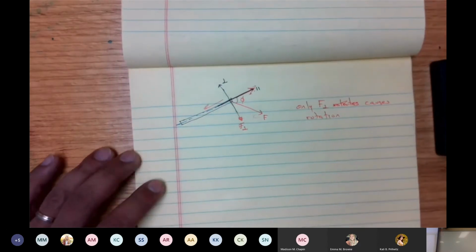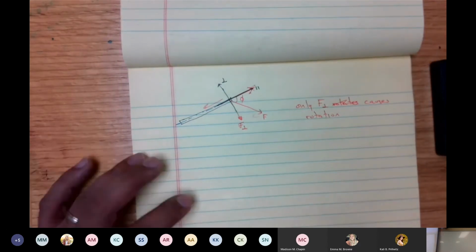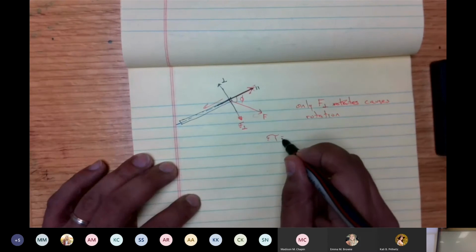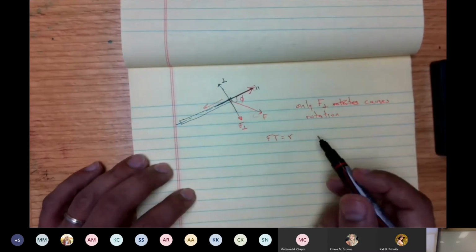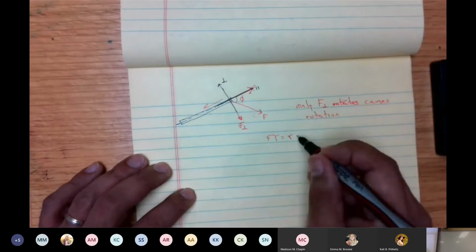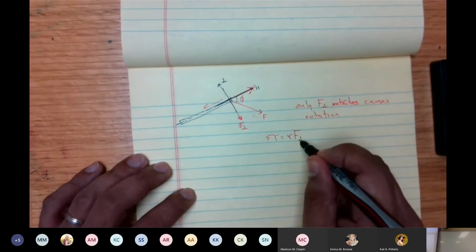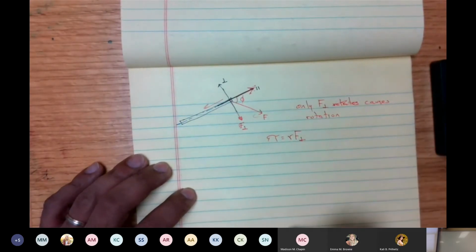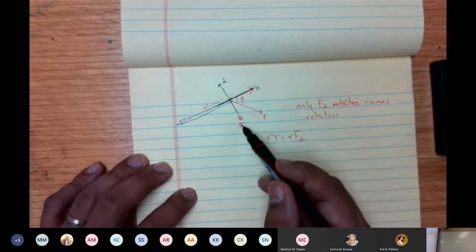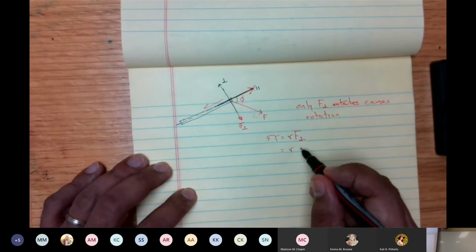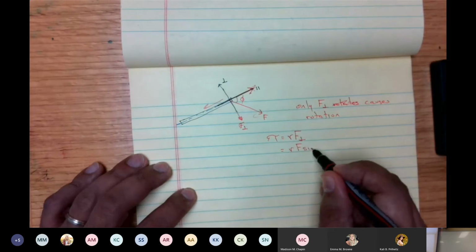Okay, so to calculate the torque, we need the distance between the pivot point and the force, and we need the perpendicular component. Given this angle phi, then this perpendicular component is r times the force sine of phi.